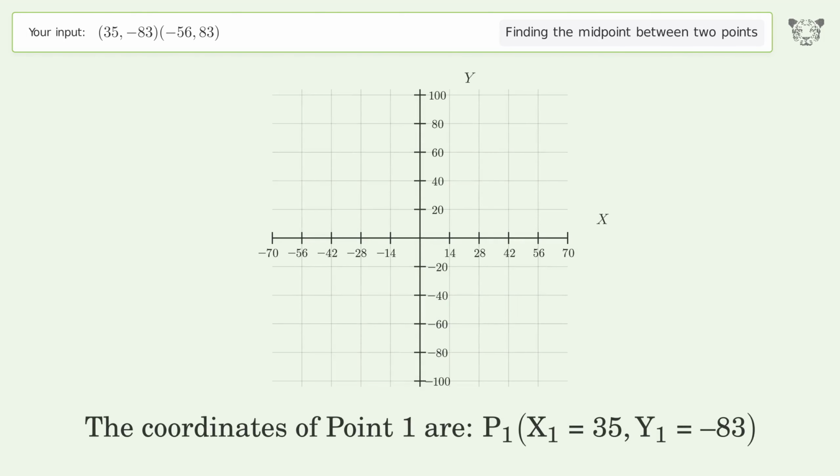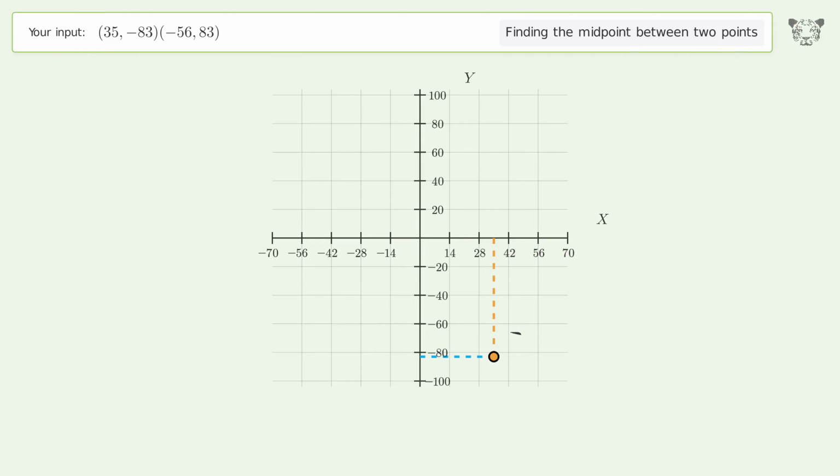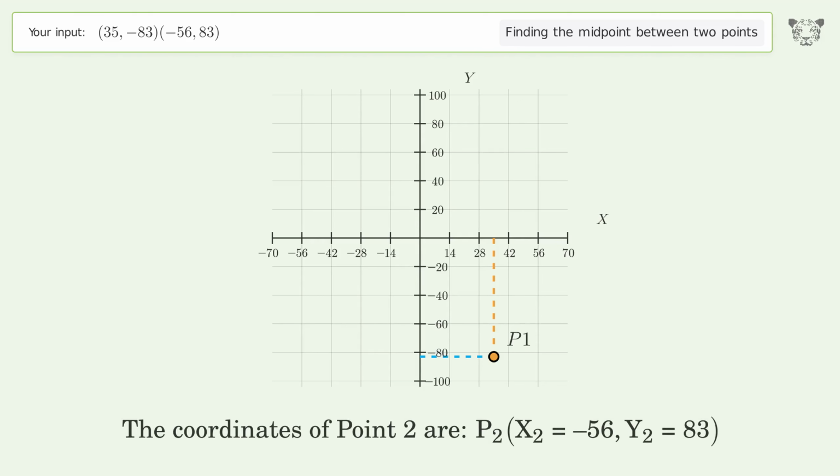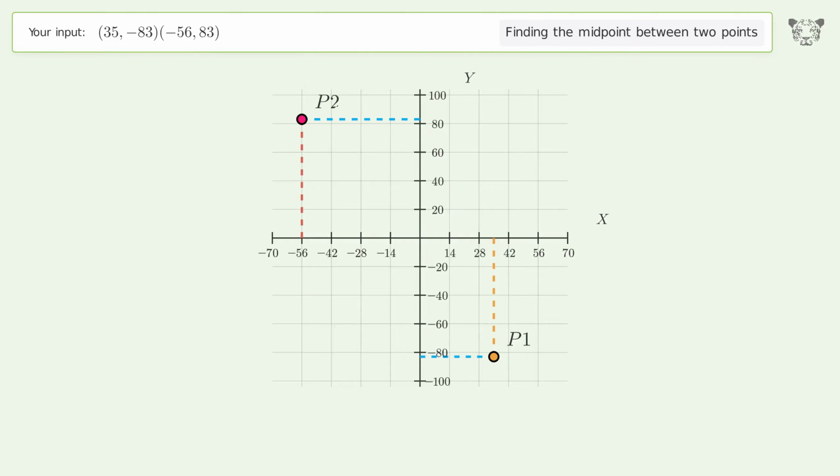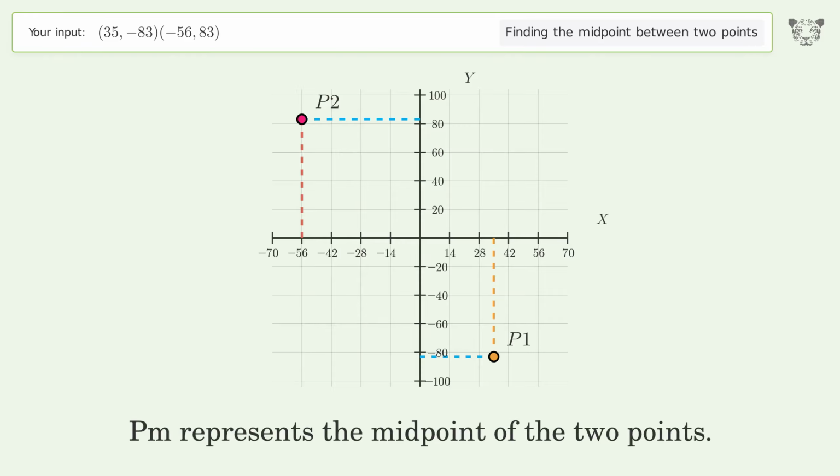The coordinates of point 1 are, x1 equals 35, y1 equals negative 83. The coordinates of point 2 are, x2 equals negative 56, y2 equals 83. PM represents the midpoint of the 2 points.